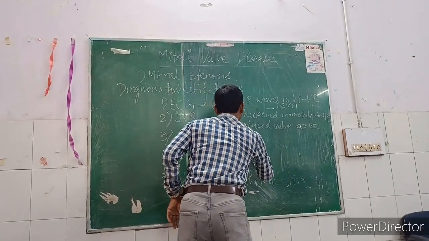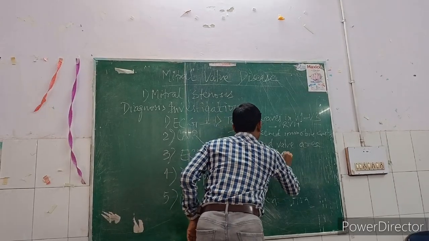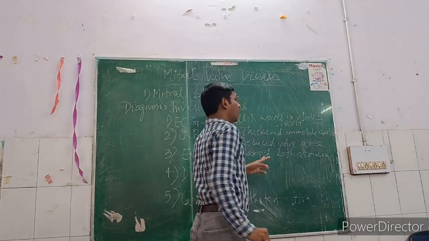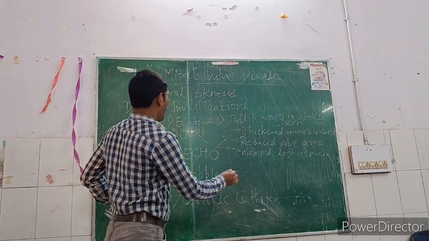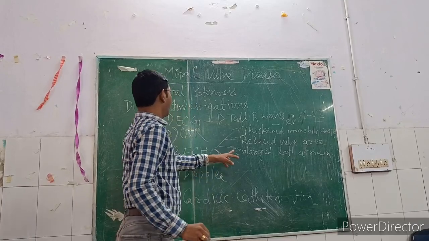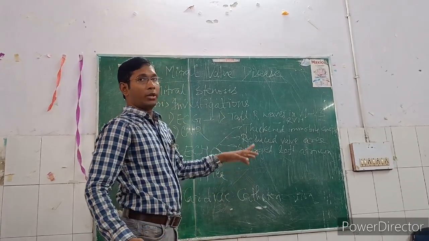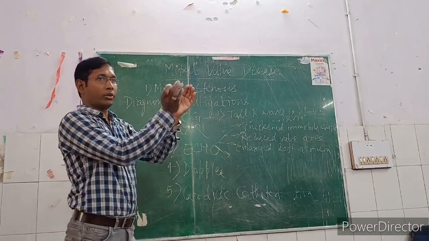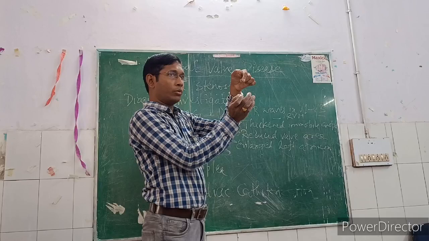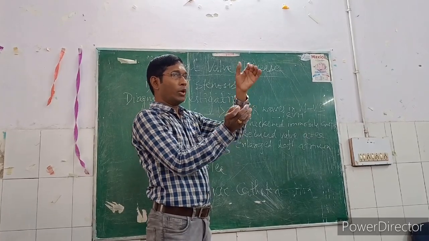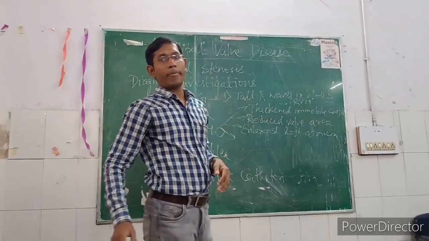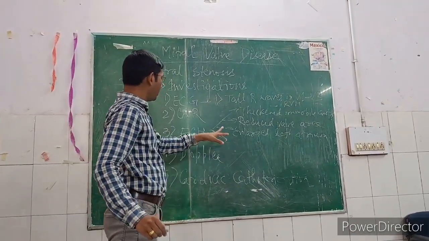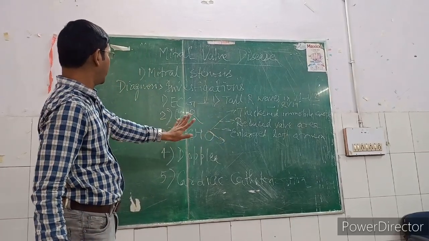Enlarged left atrium, and the fourth finding in echo will be the reduced rate of diastolic filling of the left ventricle, because there is already a stenosis. The doorway to the left ventricle is already narrow, so there will be a reduced rate of diastolic filling of the left ventricle. So these four will be the findings in echo.